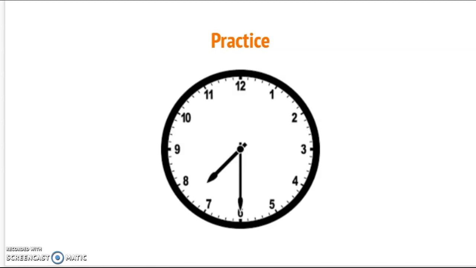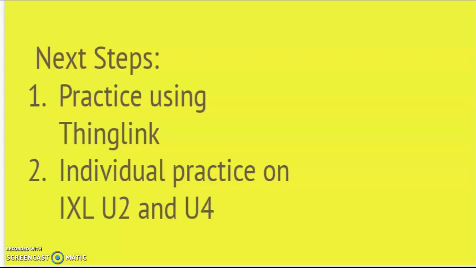If you need to review the video again, you can feel free to do that. The next thing you need to do is do the practice using the ThingLink website with your partner, and then you will move on to the individual practice on iExcel, which is on the activity U2, and then you're going to do U4. You need to make a score of a 90 on those. If you get stuck while you're doing the practice with your partner, go back and look at this video. You can look at it as many times as you need to remember. I know a lot of times we're getting confused on which hand is the minute hand and which hand is the hour hand. Good luck on your next activities.